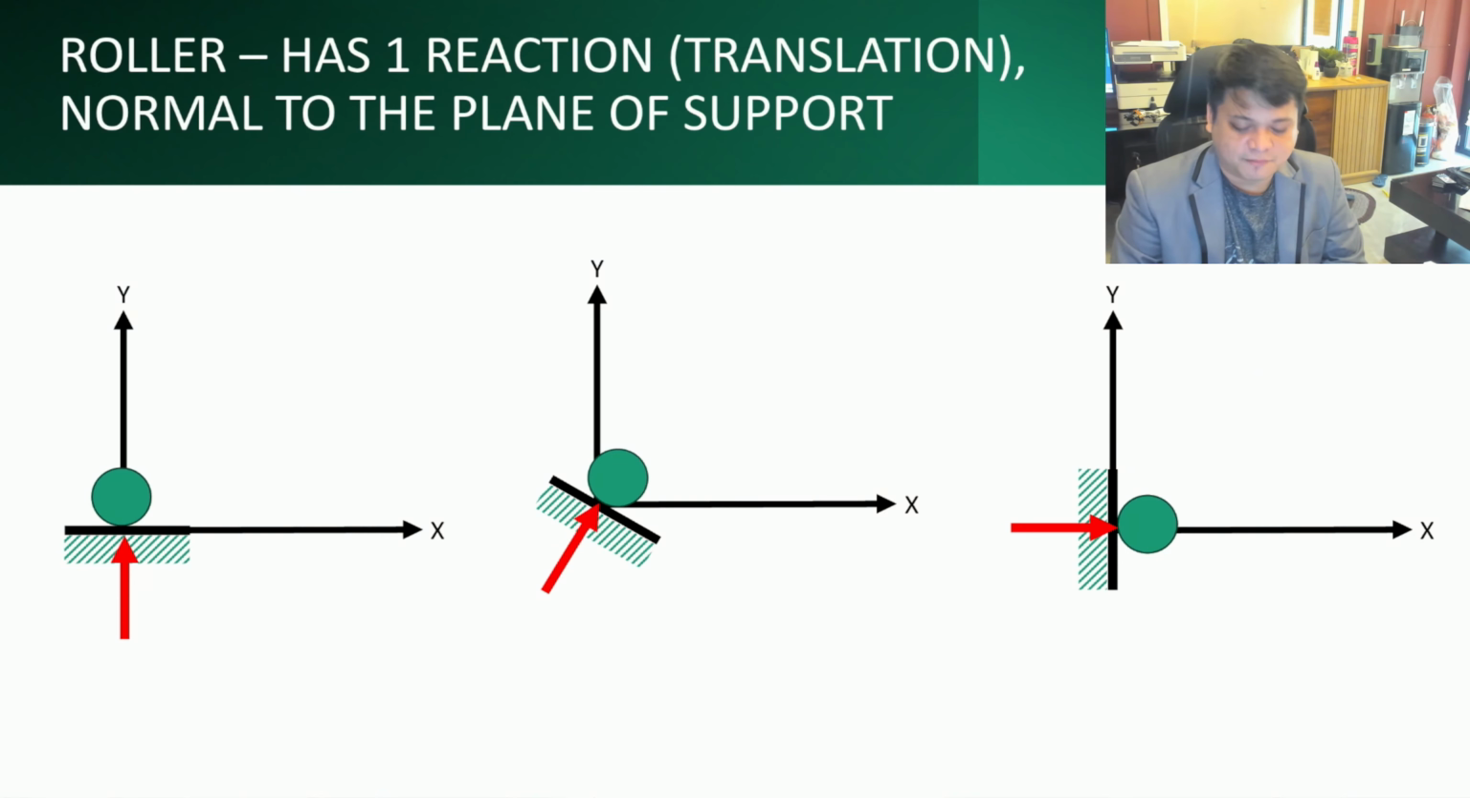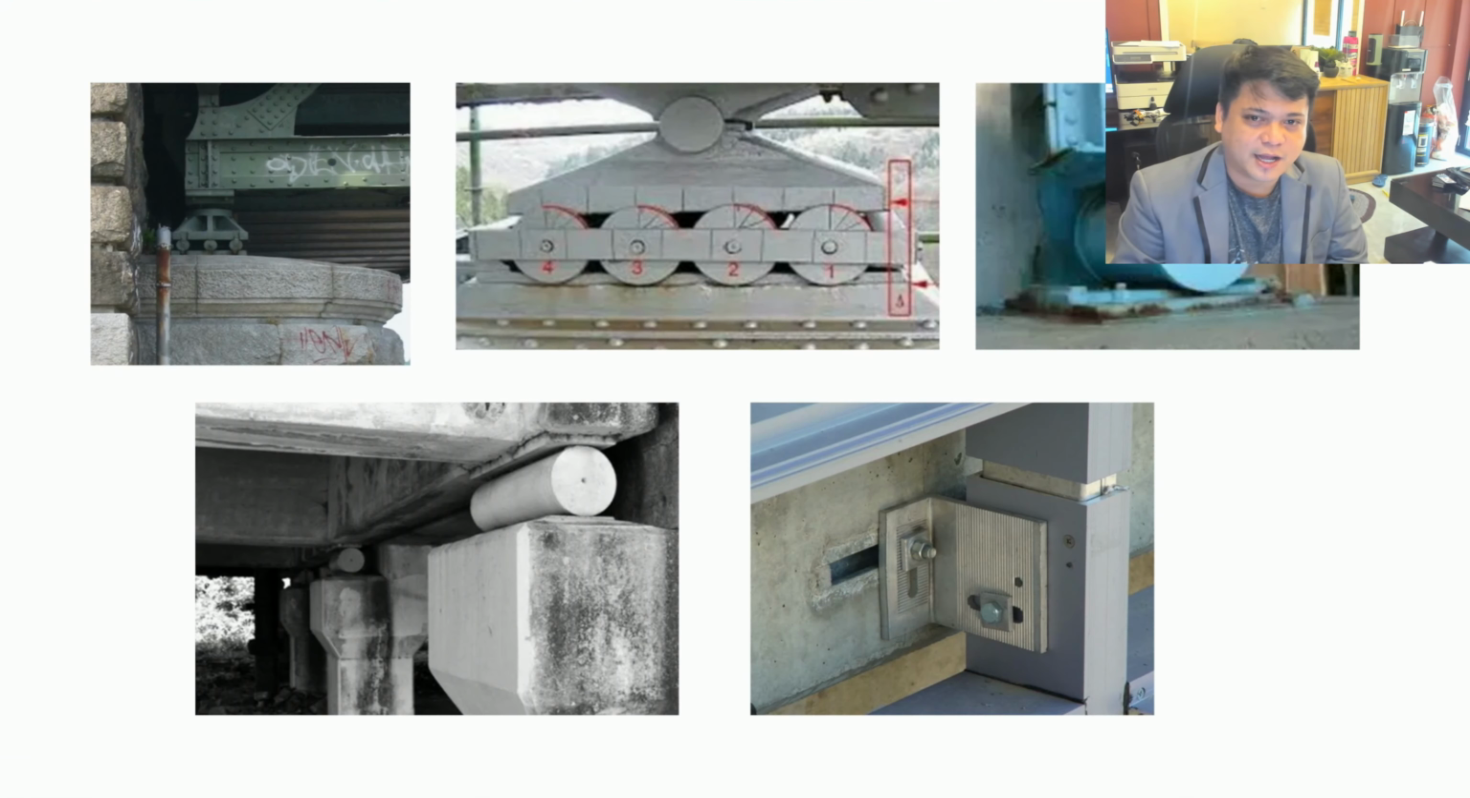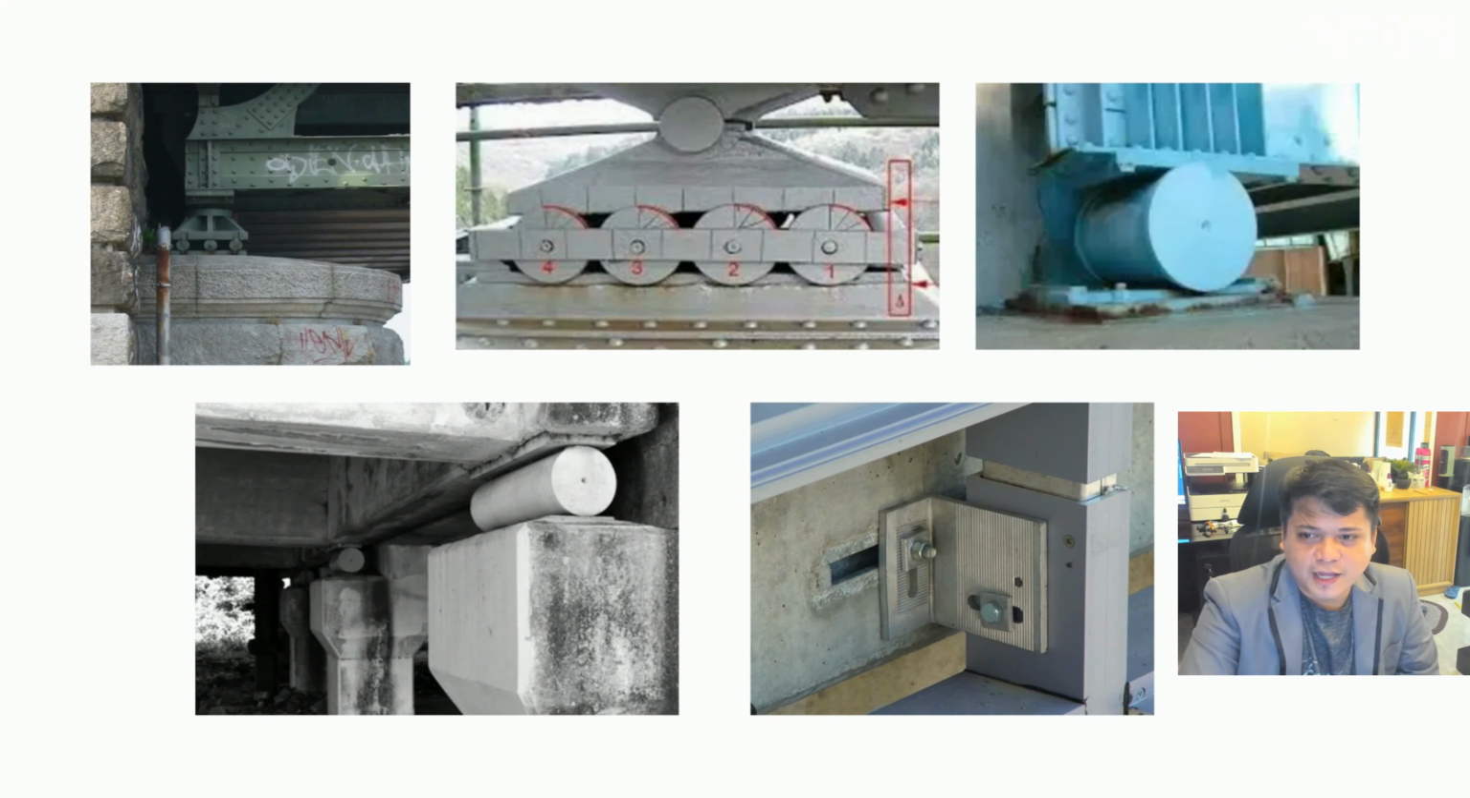those are just drawings. But in actual, these are our roller supports. On the first picture, you will see, and on the second also, those are the supports on the steel bridges. That is a roller support. Also here, you can have a roller support, as well as for this one.